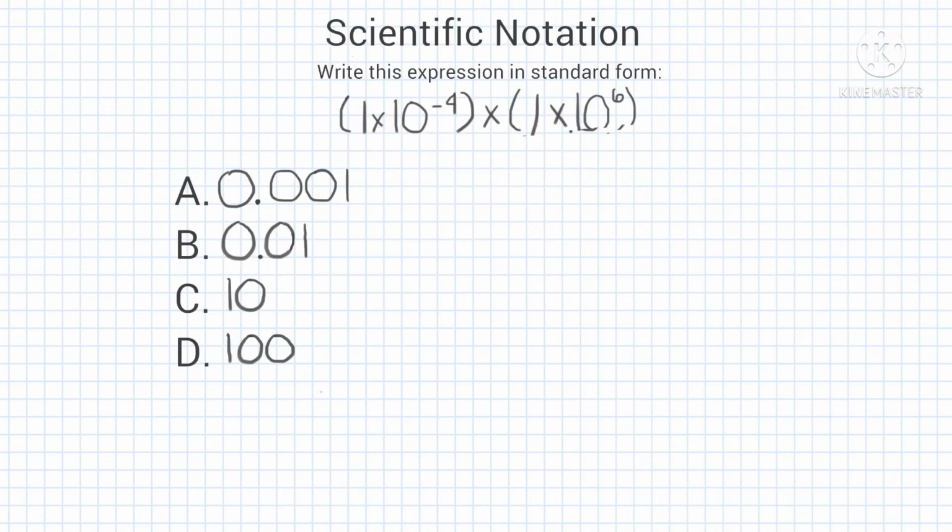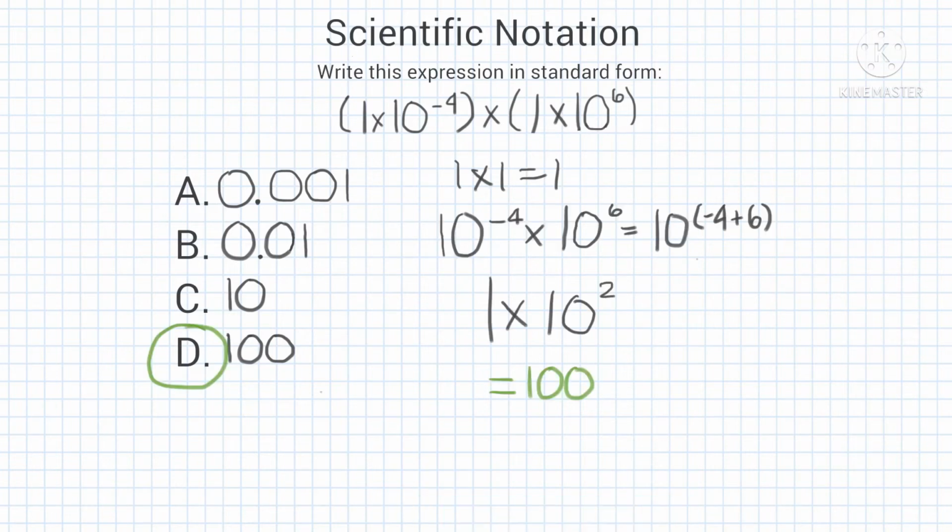The next question is about scientific notation, which I have a video on. To solve, we need to multiply the 1's and multiply the powers. 1 times 1 is 1, of course. And 10 to the -4th times 10 to the 6th power is equal to 10 to the 2nd power. When multiplying exponents with the same base, keep the base and add the exponents. 10 to the 2nd power is equal to 100, or 10 times 10. 1 times 100 is still 100. The answer for this one is D.